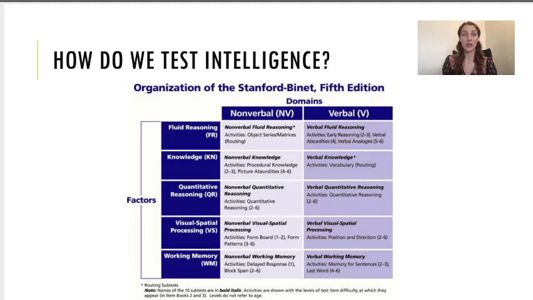So I just want us to take a look at the factors and domains that we have here, because you'll notice that this is a multiple dimensional test. We have verbal and nonverbal domains, and then we have a level of factors. We have fluid reasoning, knowledge, quantitative reasoning. Of course, quantitative we've talked about in here. That's using numbers or mathematics, visual spatial processing, and working memory.